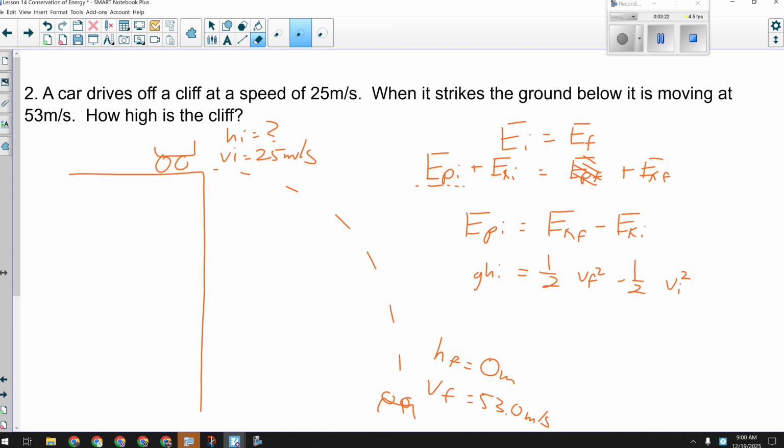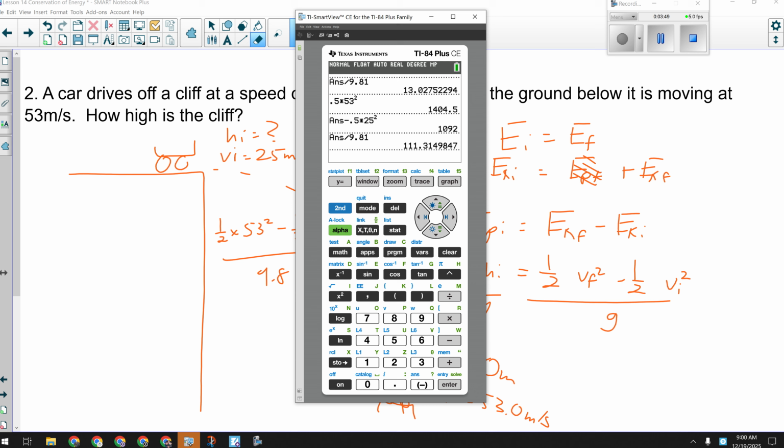I'm just looking for H initial. What do I do with G? Divide it over to the other side. So there's my formula. I'm going to go 1/2 times 53 squared minus 1/2 times 25 squared, divided by 9.81. That should tell me the height of the cliff. So 0.5 times 53 squared, minus 0.5 times 25 squared, divided by 9.81. The cliff's 111.31 meters tall.